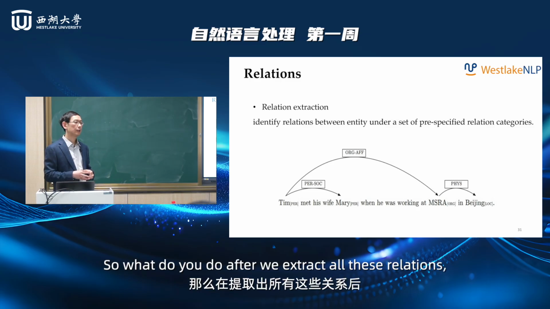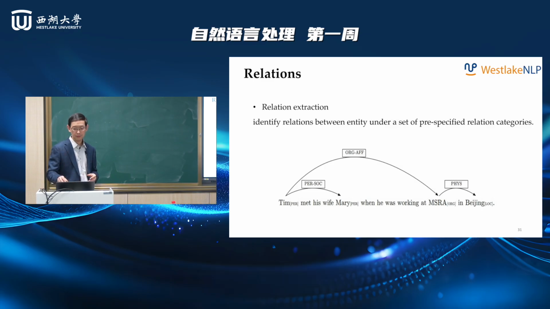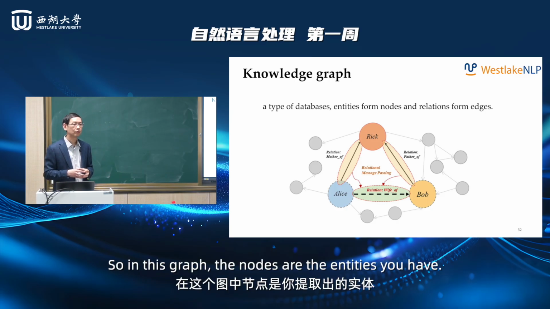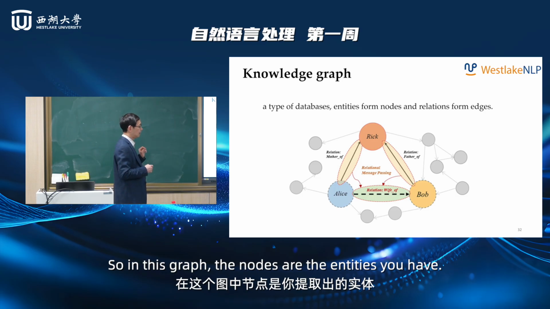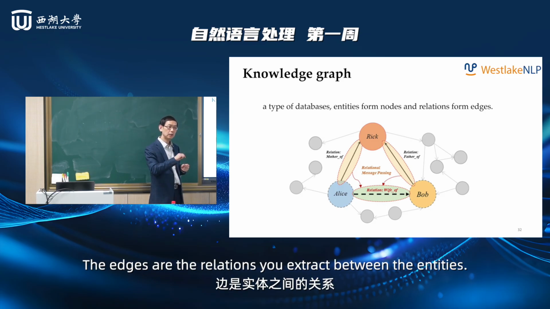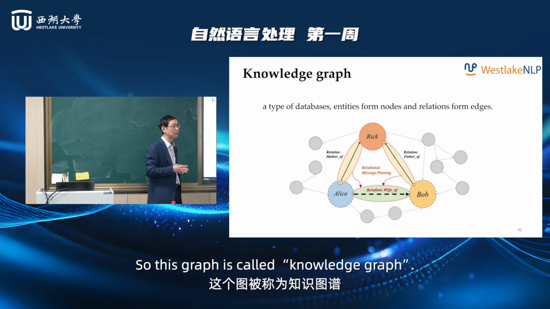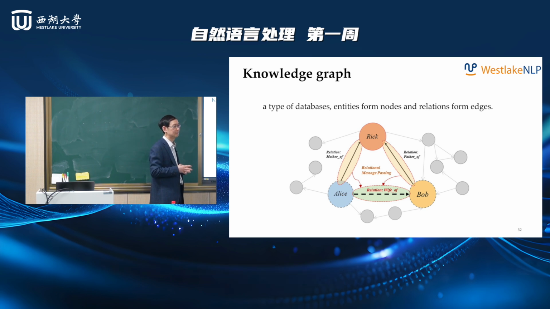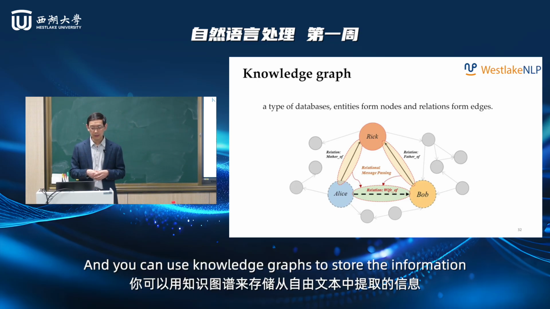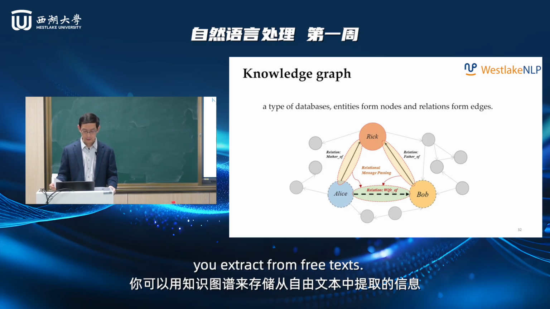So what do you do after you extract all these relations? You can put them together and they form a graph. So in this graph, okay, the nodes are the entities you have. The edges are the relations you extract between the entities, right? So this graph is called a knowledge graph, okay? And you can use a knowledge graph to store the information you extract from free text.